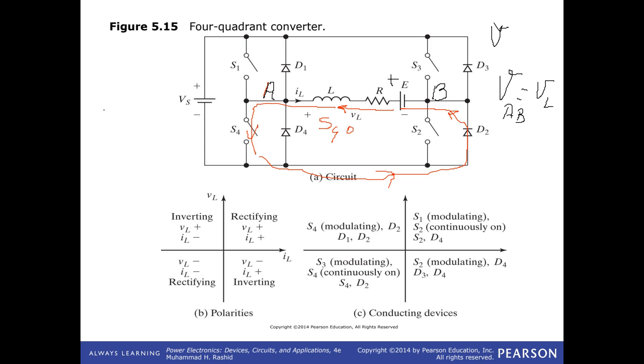S4 on. Now with blue I will do S4 off. S4 off. Since you have stored energy here, current is going to flow through D1 and D2.